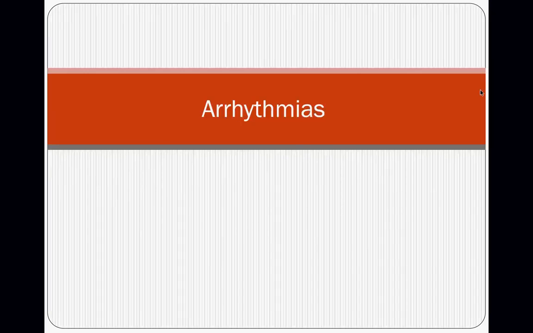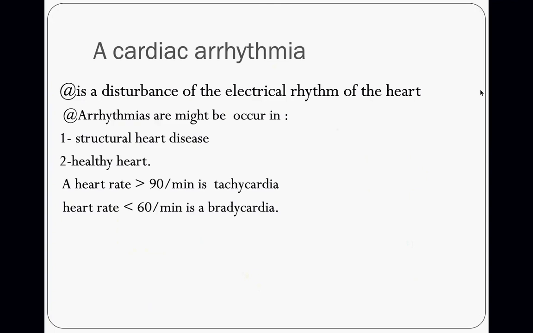Cardiac arrhythmia is a disturbance of the electrical rhythm of the heart. Any disturbance of the normal physiological electrical rhythm is called a cardiac arrhythmia. Arrhythmia might occur in structural heart disease or in a healthy heart. A heart rate of more than 90 is called tachycardia, and a heart rate of less than 60 is termed bradycardia. What is the mechanism of tachycardia? Why does tachycardia occur?